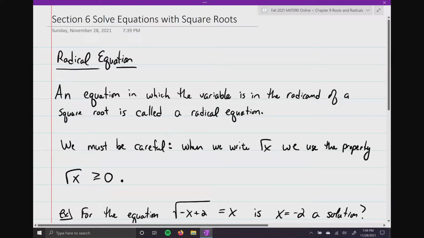So what we're saying here is we may have an equation that looks like this, okay? And the key here is the variable is the radicand. In other words, it's underneath the radical symbol. So the question becomes, well, how do we solve this?